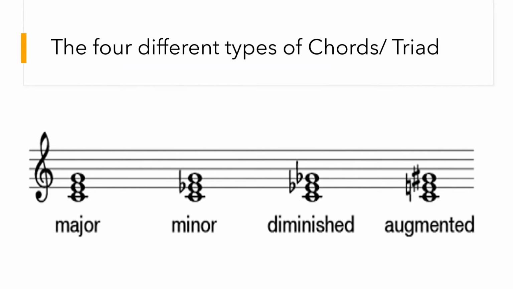So there are four different types of chords, or triads as we say. There's a major, there's a minor, there's a diminished, and there's an augmented. Now, before we move forward with these, what I want you all to know is that we are going to learn each one, breaking down how to build it and form it. We are only going to be focusing on each one at a time.